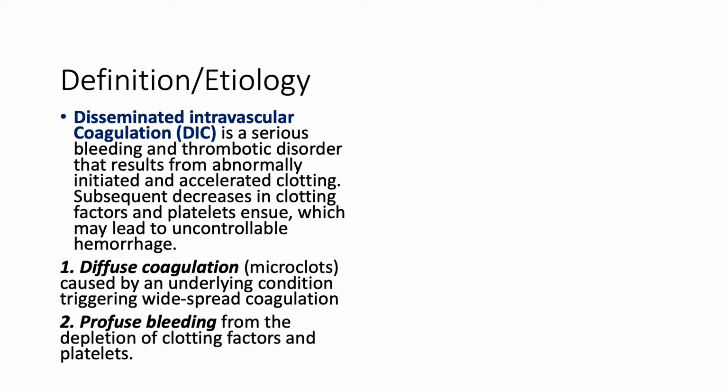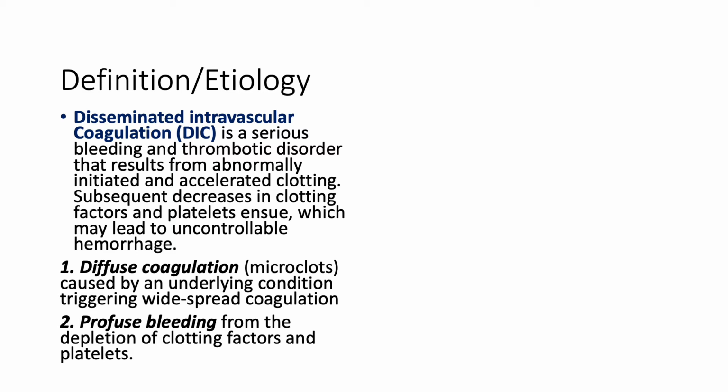So you can see we have two major problems: diffuse coagulation that was triggered by some underlying condition, and these tend to be smaller clots or microclots, and then profuse bleeding from depletion of clotting factors and depletion of platelets, because we just made a whole bunch of clots that we didn't need.